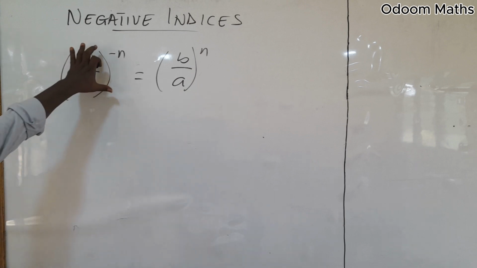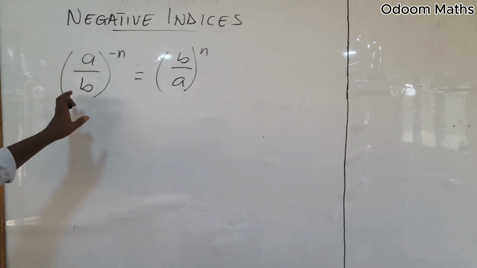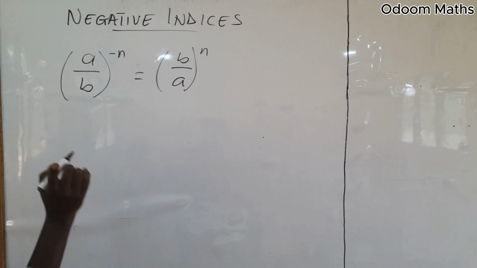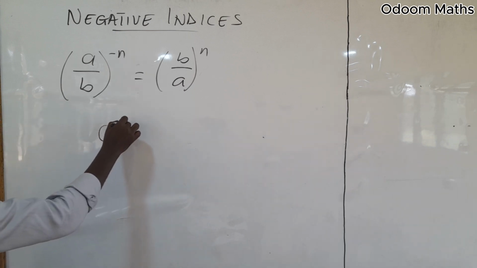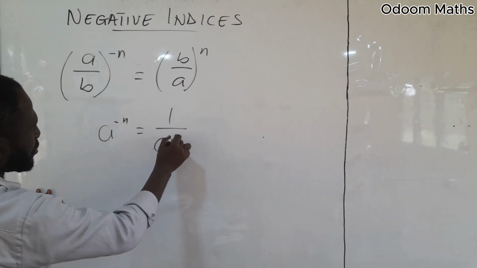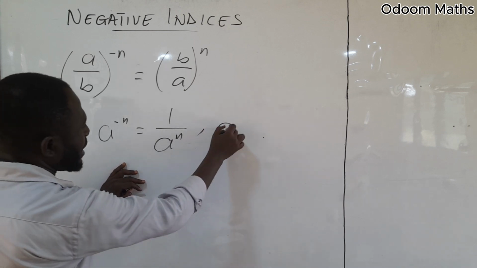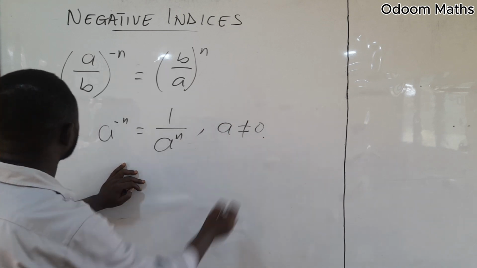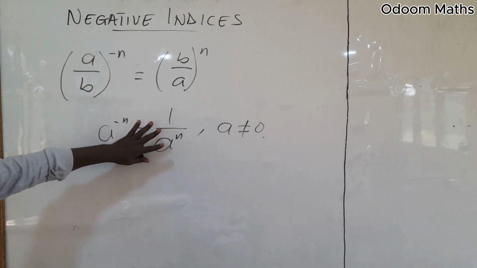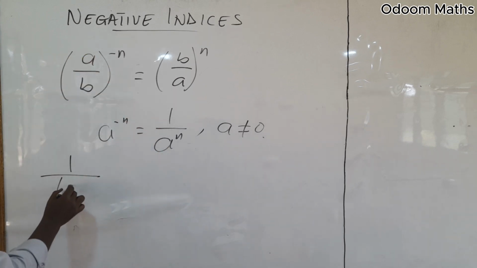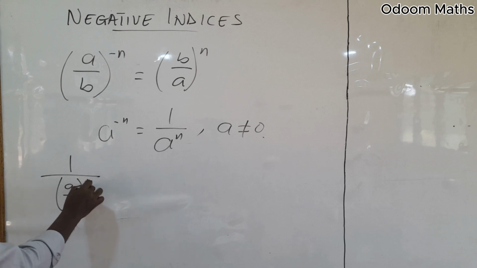Okay, so I'm going to take this side and try to manipulate it and get this one. We said earlier that a to the negative n is the same as 1 over a to the n. I hope this is clear. And our a should not be equal to 0. So let's write this in this form. That is going to give us 1 over, in brackets, a over b to the power n.